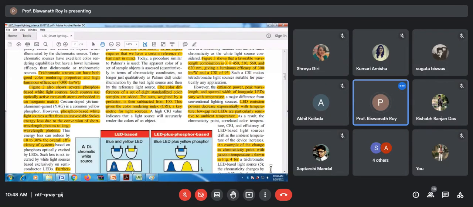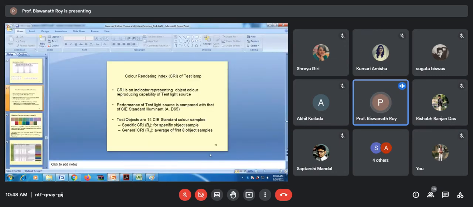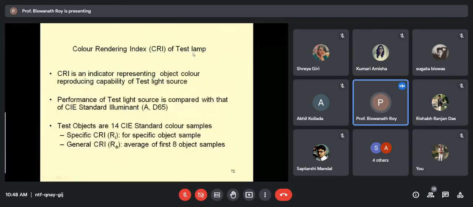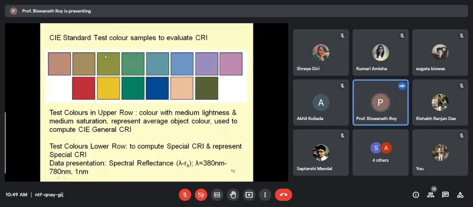the color differences of a set of 8 standardized color samples are added, and this portion, right? This portion is shown here. How the CRI of a lamp is determined. CRI is an indicator representing color, which we discussed. Two standard light sources are being used, and there are 14 CIE standard object samples, color samples, and each are used for measurement of specific CRI.